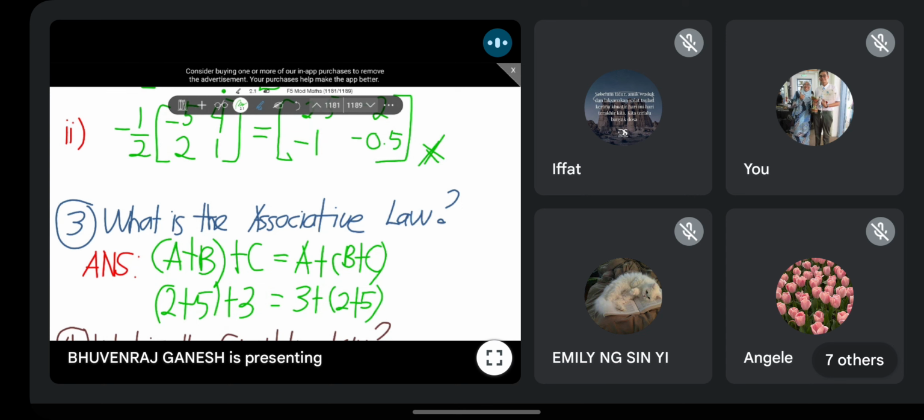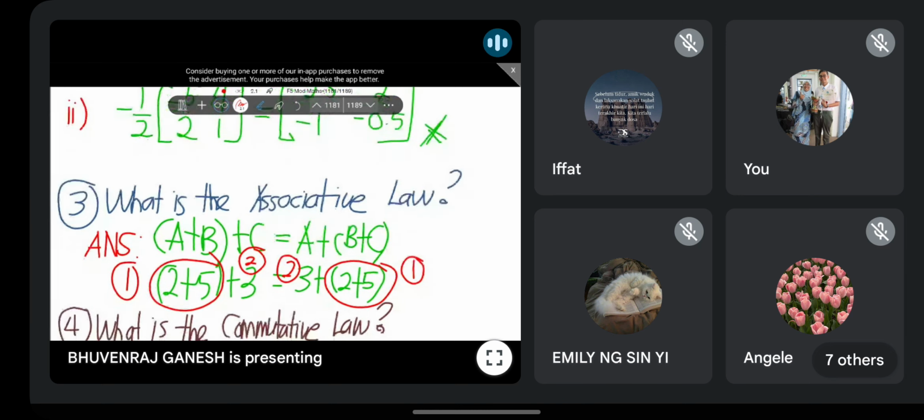The only difference here is priority. What I mean by priority is the number in the bracket. The number in the bracket must be done first, inside the brackets takes priority. So that's the first step. The second step is the number outside the bracket. Okay, guys, do you all get it? So this is the meaning of the associative law. You can use a simple example like 2 plus 5 plus 3 equal to 3 plus 2 plus 5 to understand. Okay, this is the concept.